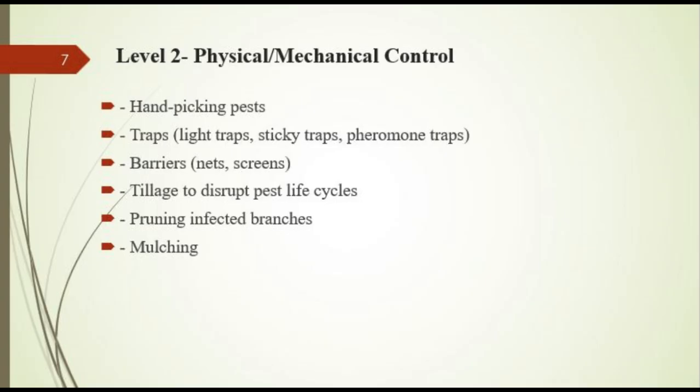Example: suppose caterpillars attack cabbage plants. Instead of spraying chemicals immediately, a farmer can collect the caterpillars by hand or use insect-proof nets. This controls the pest while protecting beneficial insects.